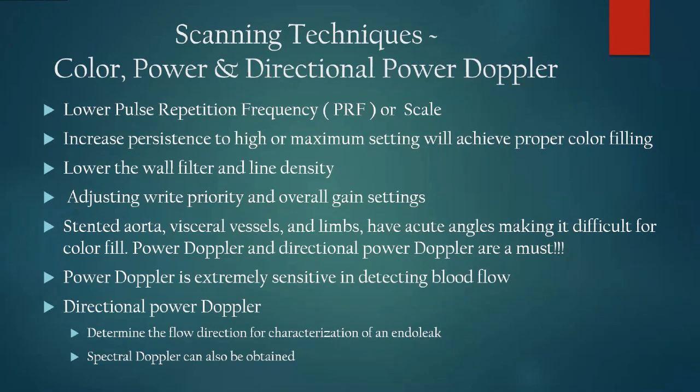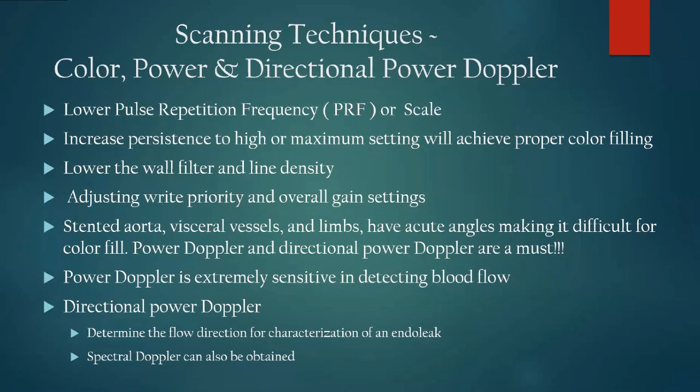You can lower your wall filter and your line density. Adjust your write priority and your overall gain. You can visually see how that works for you. We know that the stented aorta, the visceral vessels, and the limbs have acute angles, and it may be difficult for you to have your color fill.